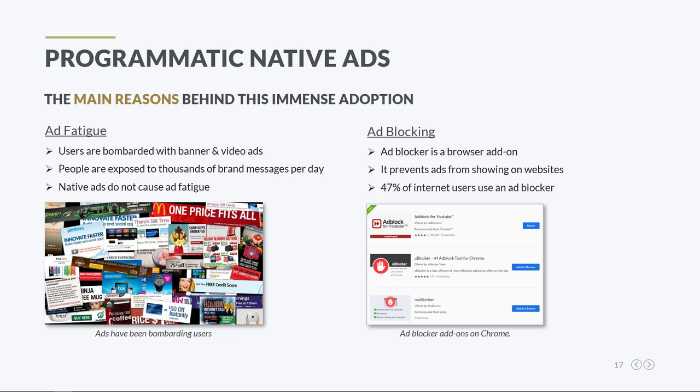According to research conducted by the Global Web Index, 47% of Internet users globally were using an ad blocker in 2018. Another interesting fact is that most people who use ad blockers are millennials and Generation Z, meaning people between 16 and 34 years old.